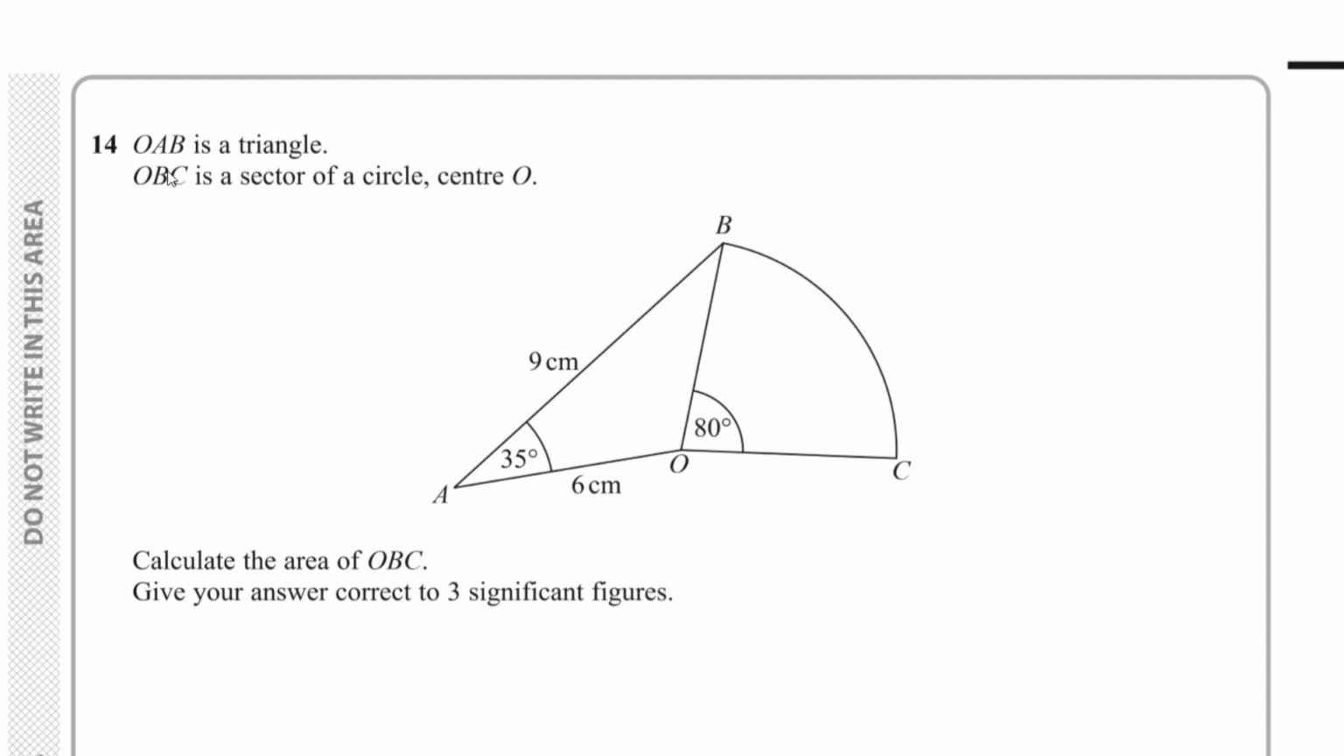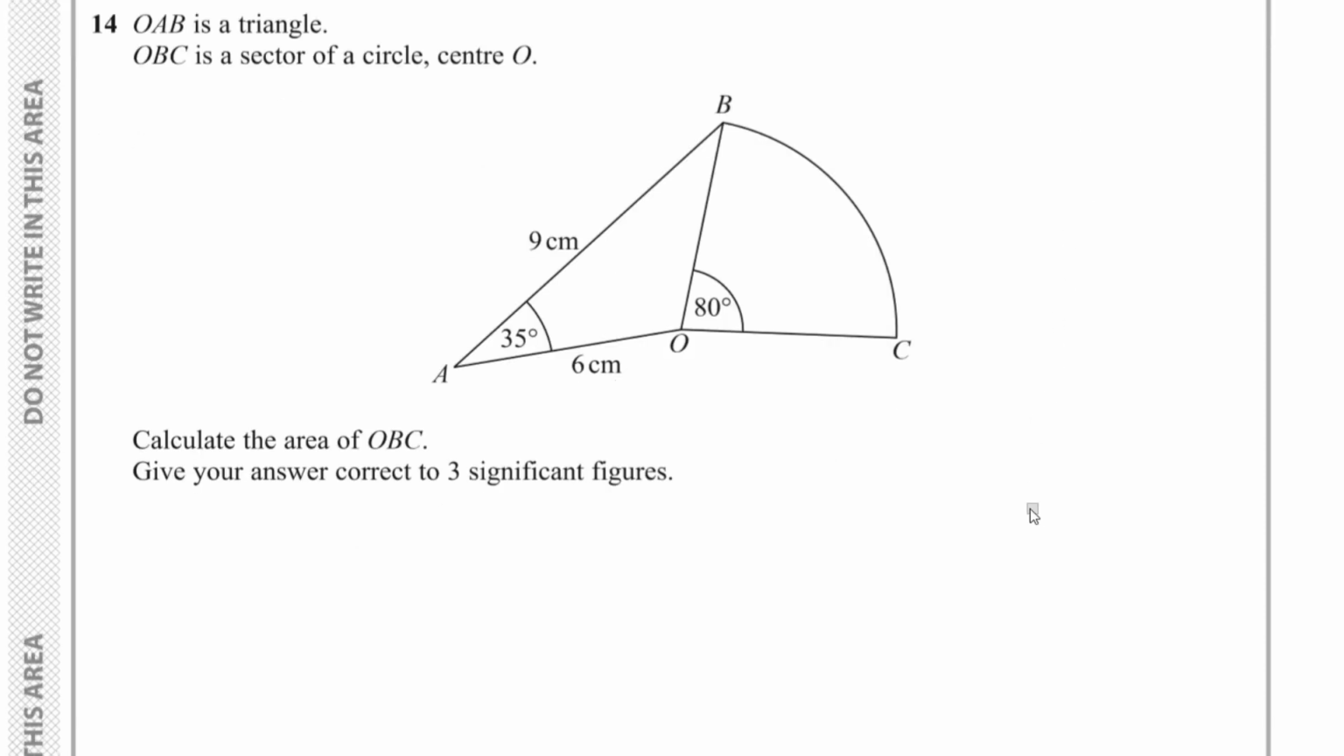Question number 14. OAB is a triangle. OBC is a sector of a circle with center O. You have to calculate the area of OBC to three significant figures. Well, if I take a look at this triangle, I can find out what OB is, which will be the same as OC because they are both radii. And we can find out what OB is using the cosine rule because we've got a length, and an angle in between.